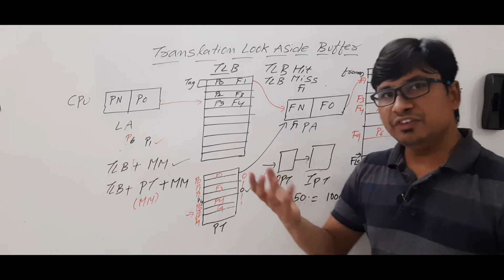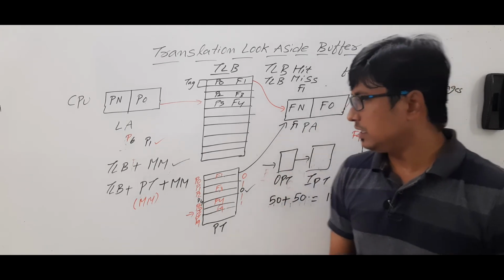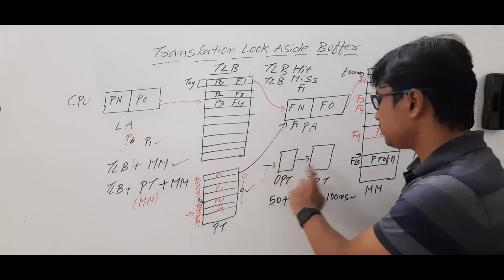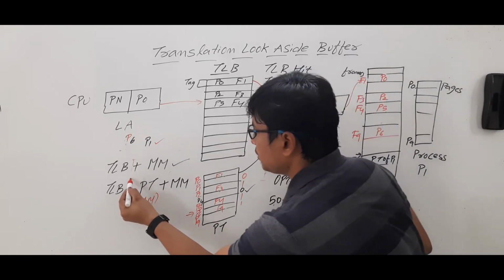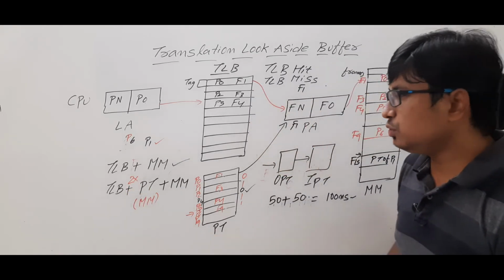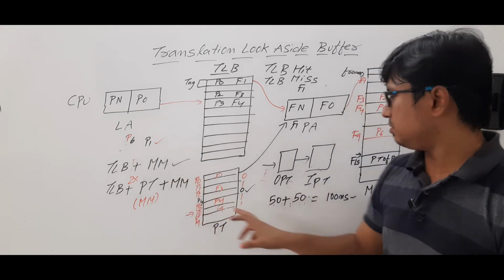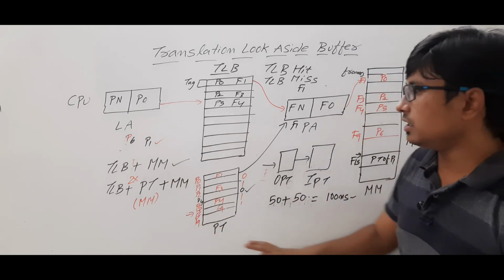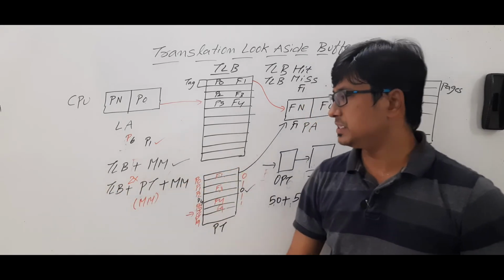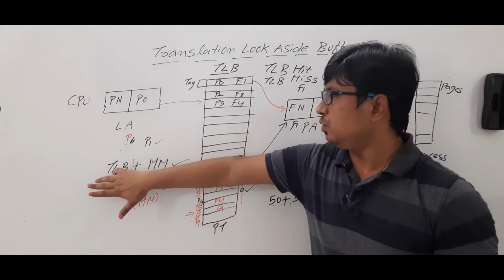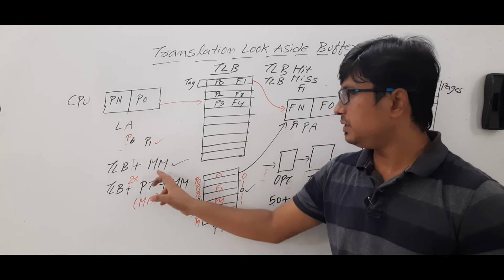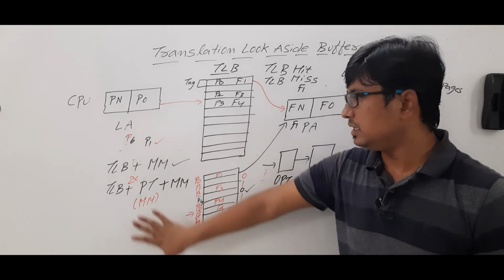Is it clear? If it is two-level paging, then you have to access two levels, so two times you have to access the page table, so two times you have to access the main memory. Then again, once you need to access the main memory to get the particular thing if it is a TLB miss. If it is a TLB hit, only once you need to access the TLB and once you need to access the main memory. Is it clear?